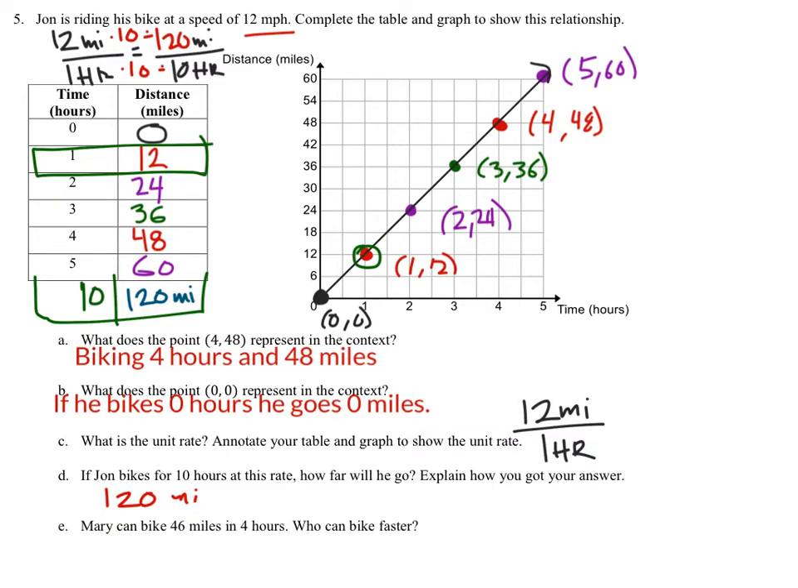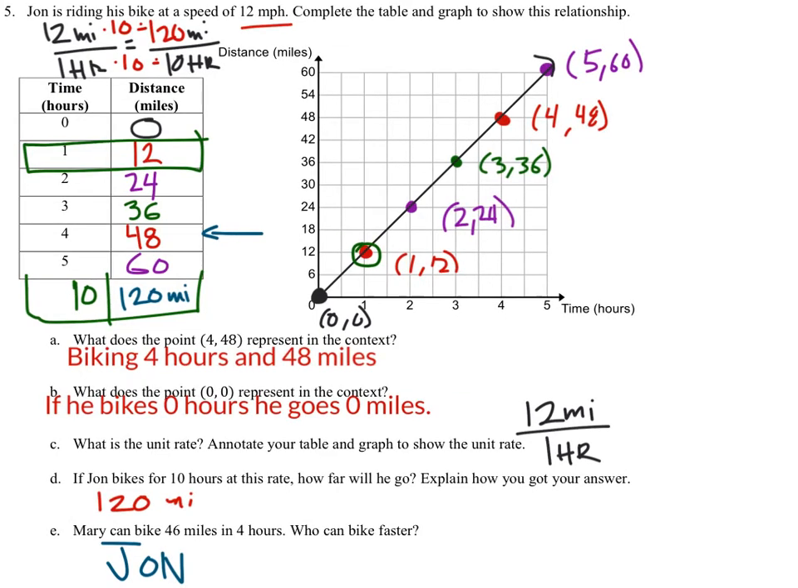Mary can bike 46 miles in 4 hours. Well, John shows that he can bike 60 miles. No, not 60, that's the wrong one. 48, very good. 48 miles in 4 hours, which is 2 miles faster. So John can bike more miles in the same amount of time.